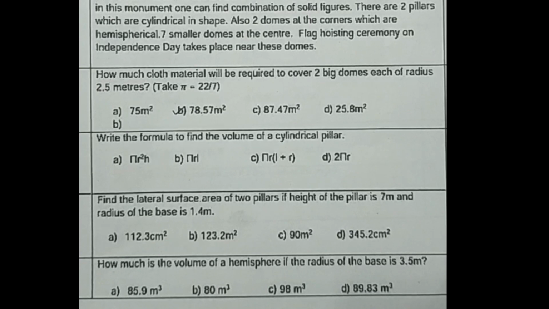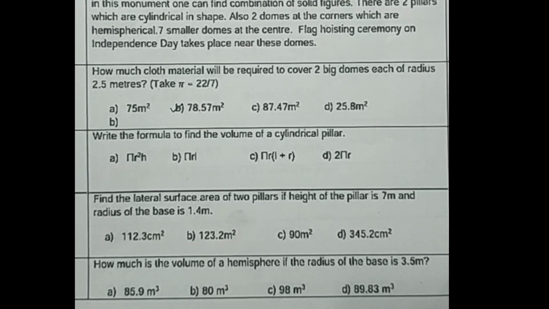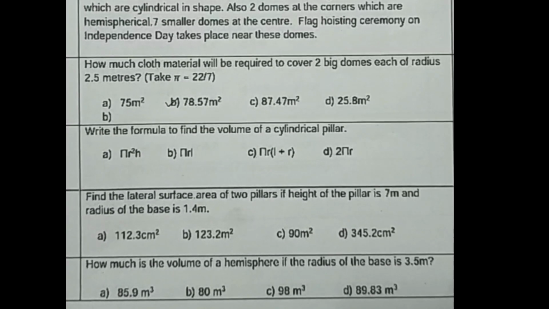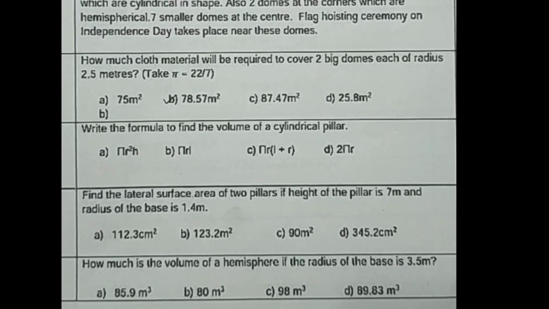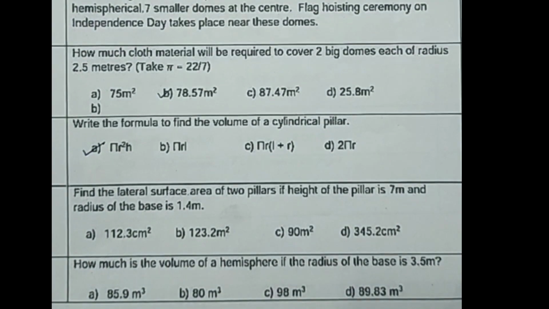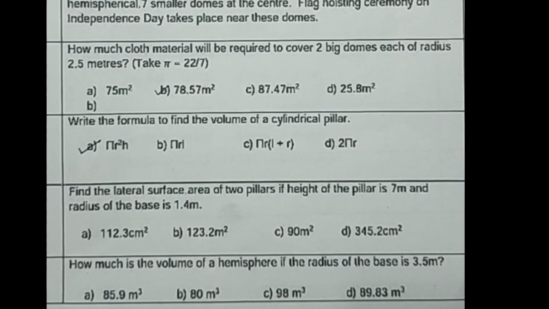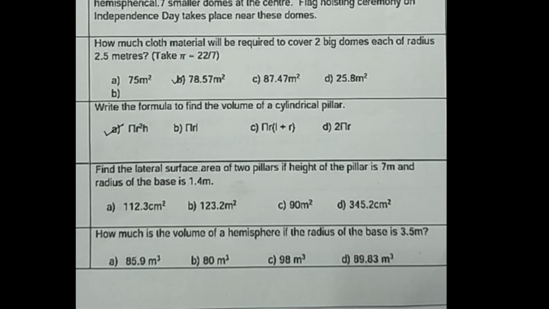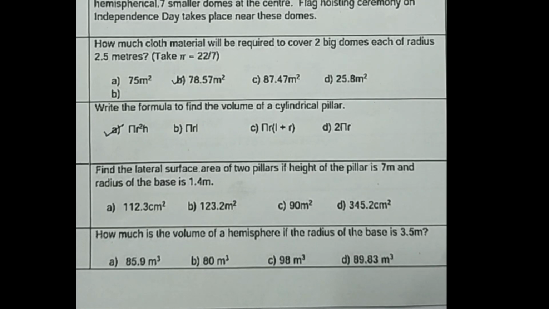Next question is, write the formula to find the volume of a cylindrical pillar. So everybody knows that the volume of cylinder is pi r square h. So we are going to simply put a tick mark over here. Third part is, find the lateral surface area of two pillars if height of the pillar is 7 meter and radius of the base is 1.4 meter.